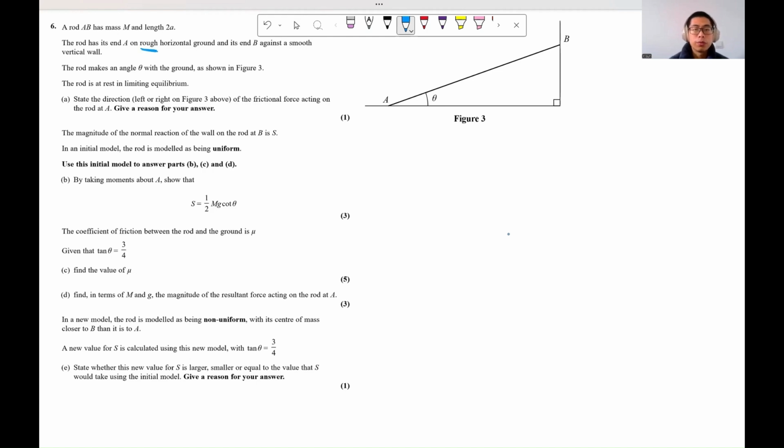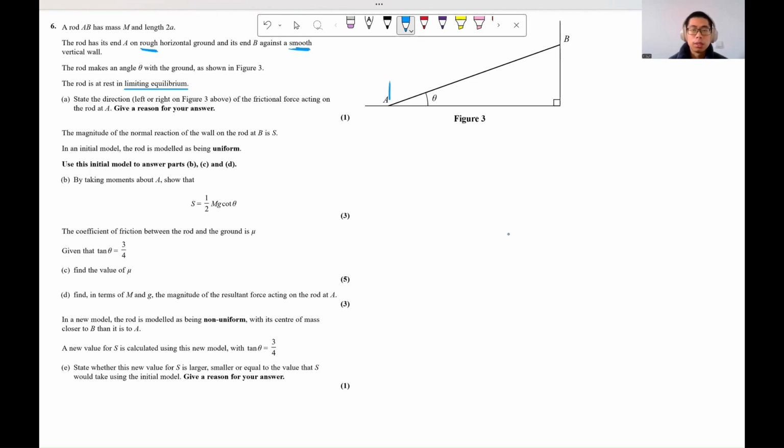So the ground is rough, so there'll be friction on the ground, and the wall is smooth, so there'll be no friction. The rod makes an angle theta with the ground, which they already labeled here. And then the rod is at rest in limiting equilibrium, so the friction is equal to mu R. Part A: state the direction of the frictional force acting on the rod at point A.